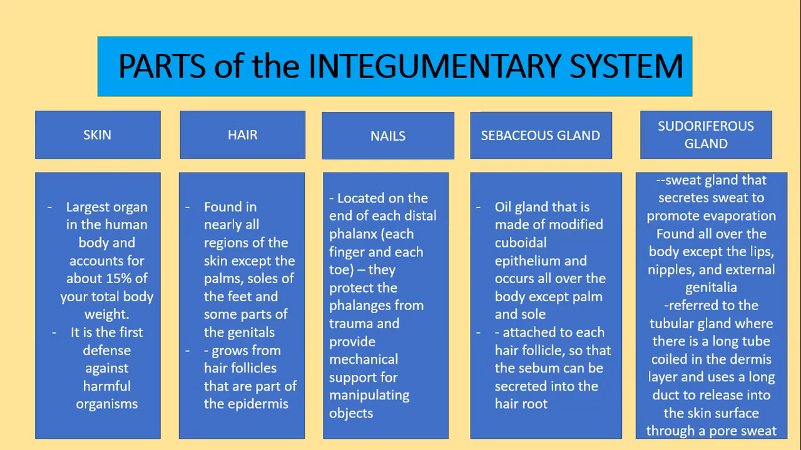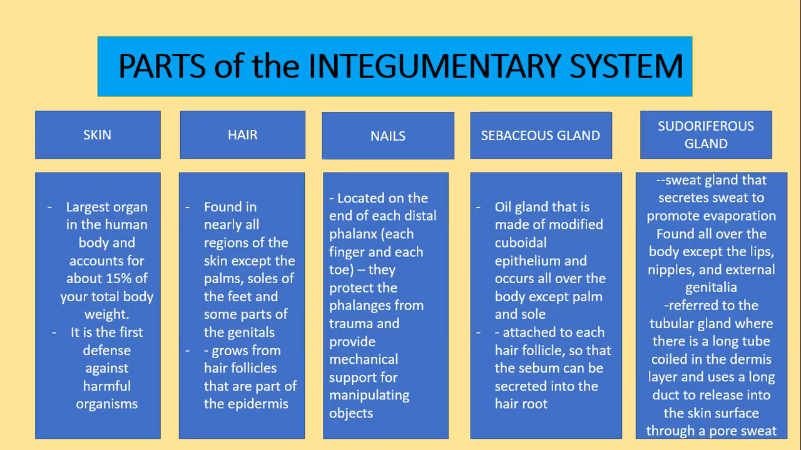Now is the sebaceous gland. It's an oil gland that is made of modified cuboidal epithelium and occurs all over the body except the palm and the sole. This sebaceous gland is attached to each hair follicle so that the sebum can be secreted into the hair root.